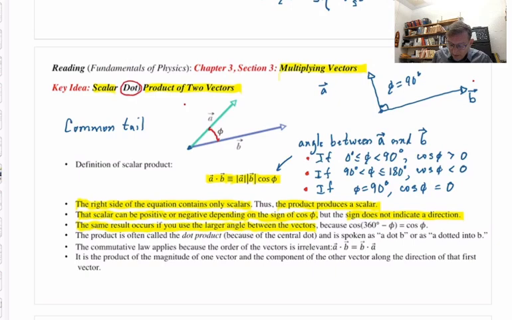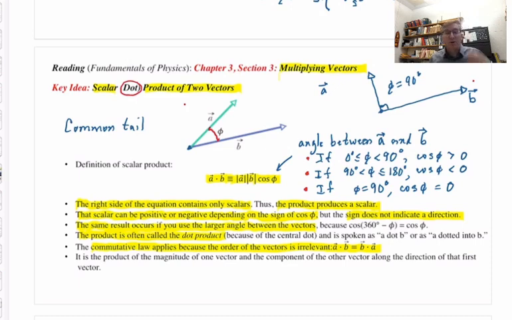The product is often called the dot product because of that dot. And we often will say A dot B, or sometimes even A dotted into B. But its formal name is scalar product of A and B. The scalar product is commutative. That is to say, you can do A dot B or you can do B dot A. It doesn't matter which vector you write first. The answer doesn't depend on that.